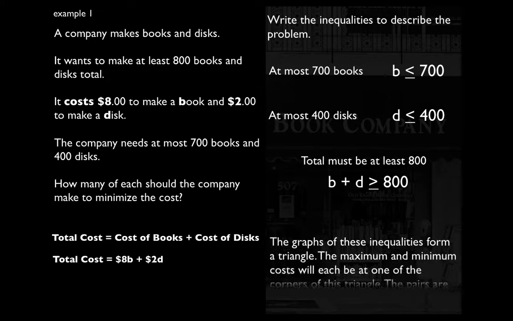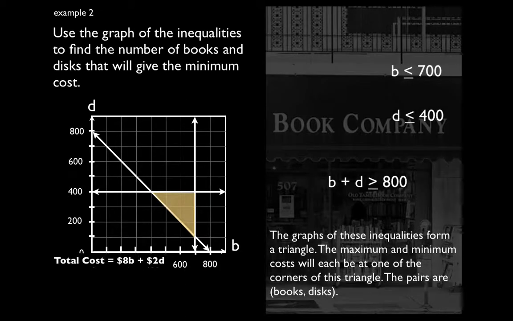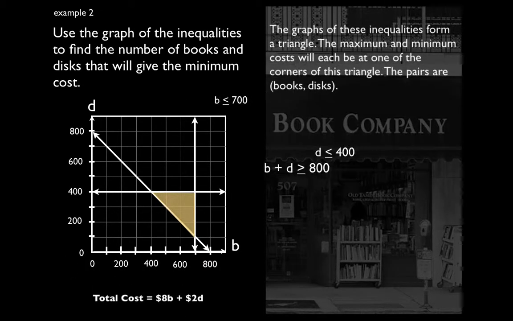The graphs of these inequalities are going to form a triangle. The maximum and minimum costs will each be at one of the corners of this triangle. Now, for our ordered pair, we're going to use books where normally our x-axis is, and discs where our y-axis is. So we're always going to reference books and then discs. We've got a graph here, and we're going to use this graph of the inequalities to find the number of books and discs that will give the minimum cost.